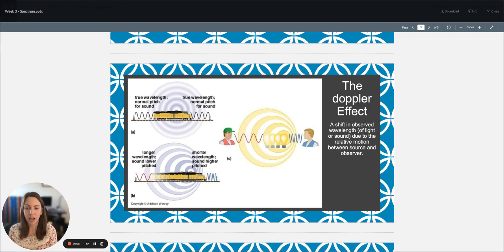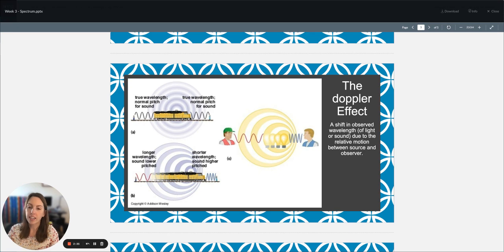But in terms of sound, you have probably heard this when you hear, for example, an ambulance or a police car coming towards you and then driving away. You'll notice that the pitch seems to change. As the pitch changes, when it's coming towards you, it'll sound like the pitch is getting higher and higher, and as it moves away from you, the pitch will sound lower.